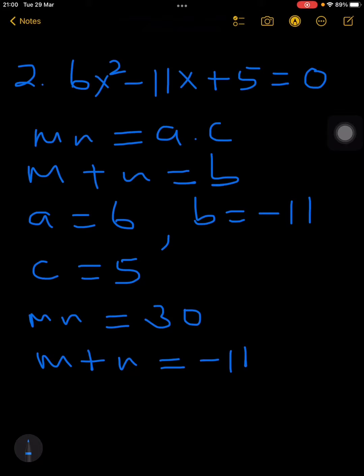Which two numbers, when I multiply them, I get 30, but when I add them, I get negative 11? These two numbers should be what? Please let me know. Have you found out? Okay, so one of the numbers is negative 6, and the other number is negative 5. If I multiply the two, I will get 30. A negative sign multiplied by another negative sign becomes a positive sign, and then 6 multiplied by 5 becomes 30.